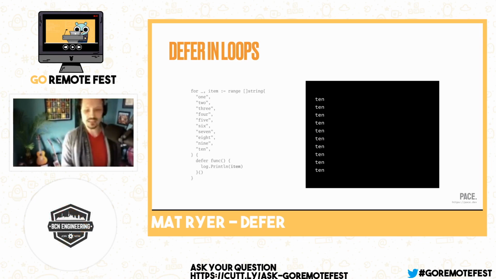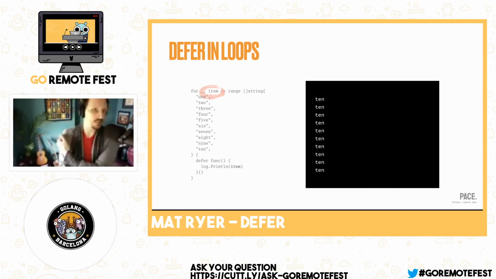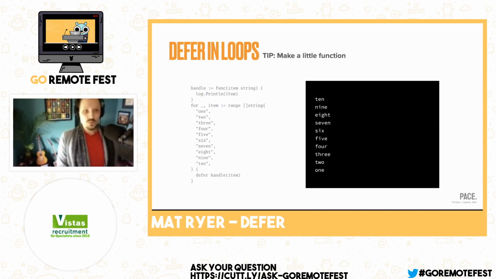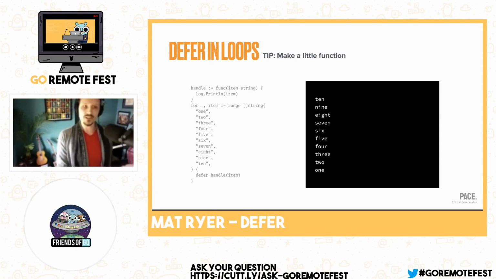The reason for that is because this little item variable here is reused as part of the ranging. And since all the deferred functions are running after this has all happened, you're left with the final value of item when you print it, and that's why you always get 10. So the solution is to use little functions to capture the state that you care about. Just take it in as an argument and then use it, and then you can call it, and that solves this problem.